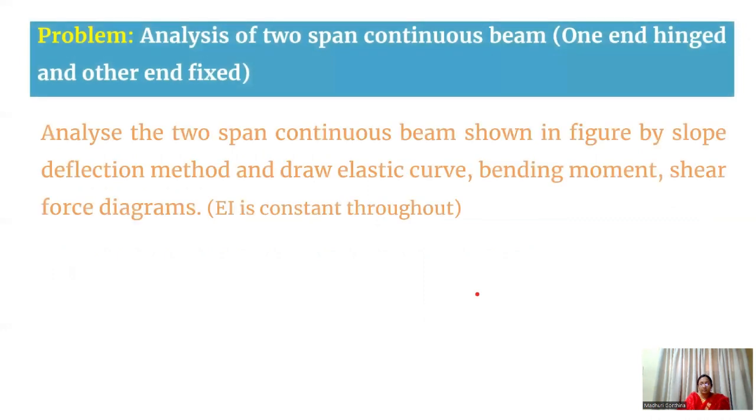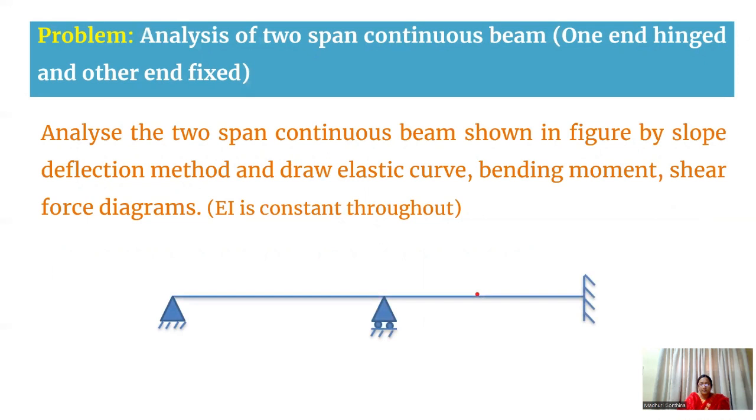Now coming to the problem. Here you are going to analyze a two-span continuous beam. You can see it is a two-span continuous beam ABC, and you have a loading of 20 kilonewton at AB span, whereas 30 kilonewton meter in BC span.